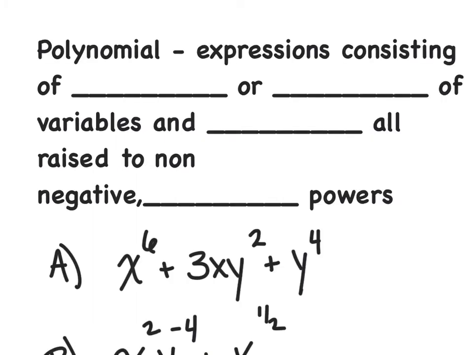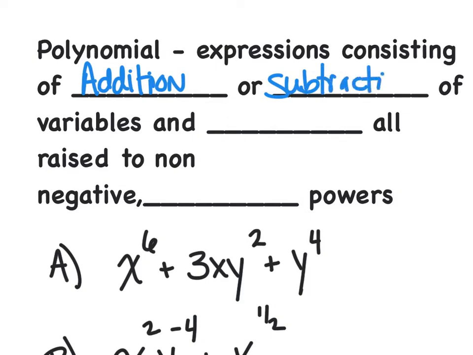So before we start proving identities, let's just review polynomials. They are expressions consisting of addition or subtraction of variables and coefficients, all raised to non-negative integer powers.